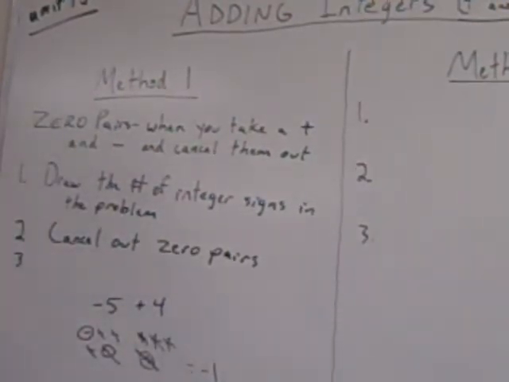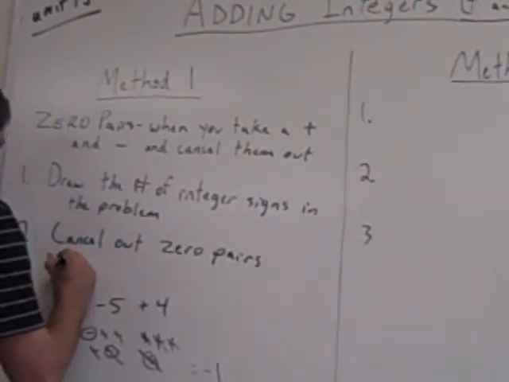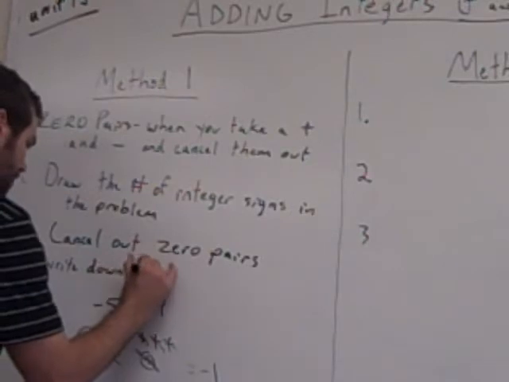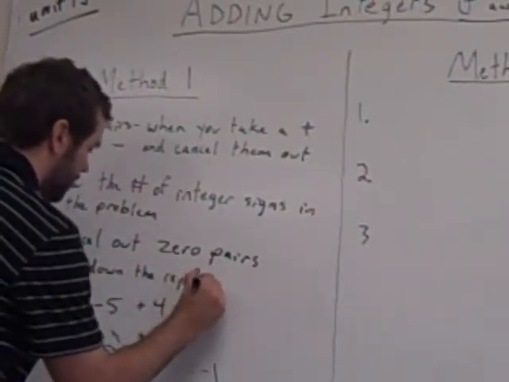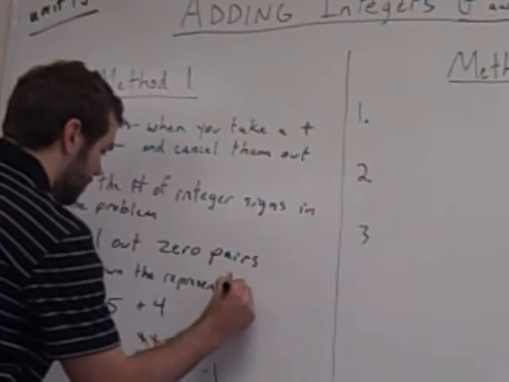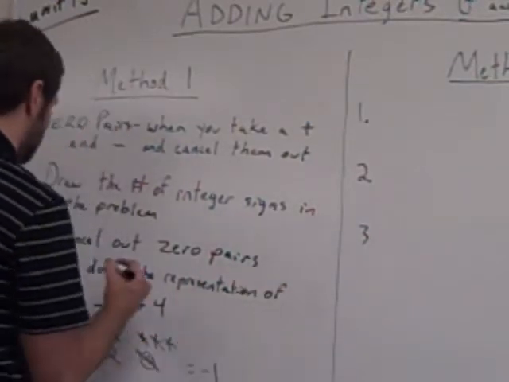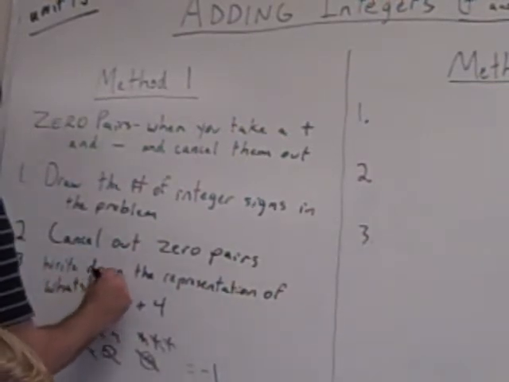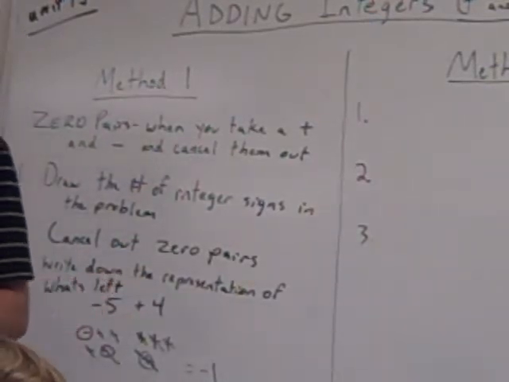The last step is to write down the representation of what's left. I have one symbol left, and it was a negative, so it's a -1.